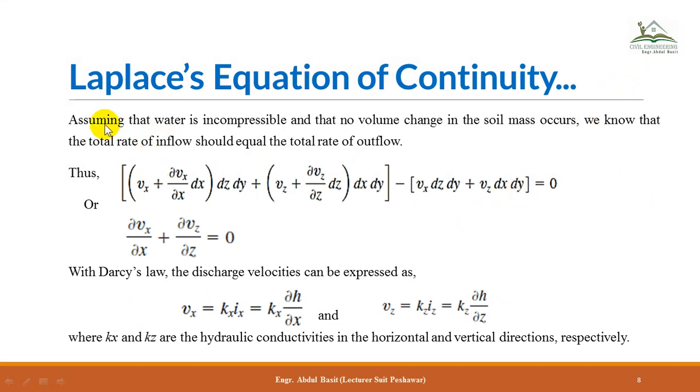Now you can see, we have assumed that the water is incompressible. When the water is incompressible, the continuity equation tells us that the discharge at any point during the flow will remain the same. So when the discharge is the same, the difference of the discharge between two points will be equal to 0. This is the simple thing.